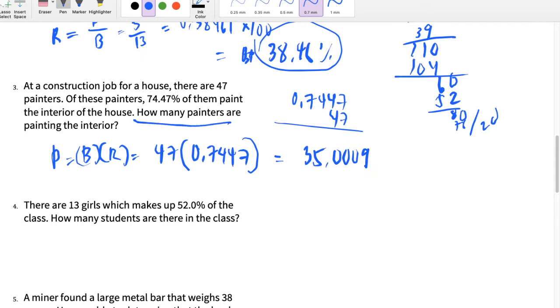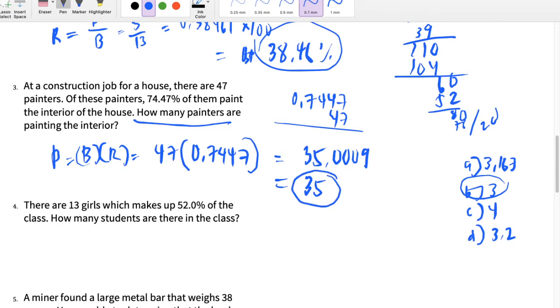Okay, so, ang tinatanong dito is how many painters. So, for example, sa exam nyo, kunwari lang, yung choices is A, 3.167, B, 3, C, 4, D, 3.2. Okay, anong sagot dito? The answer should be letter B. Mag-round down ka kapag mga tao yung binibilang, ha? So, here would be 35. 35 painters. So, kunwari, pag sa exam, huwag nyo isagot yung exact value, ha? Lalo na kung discrete dapat yung answer. So, number 3, the answer is 35.